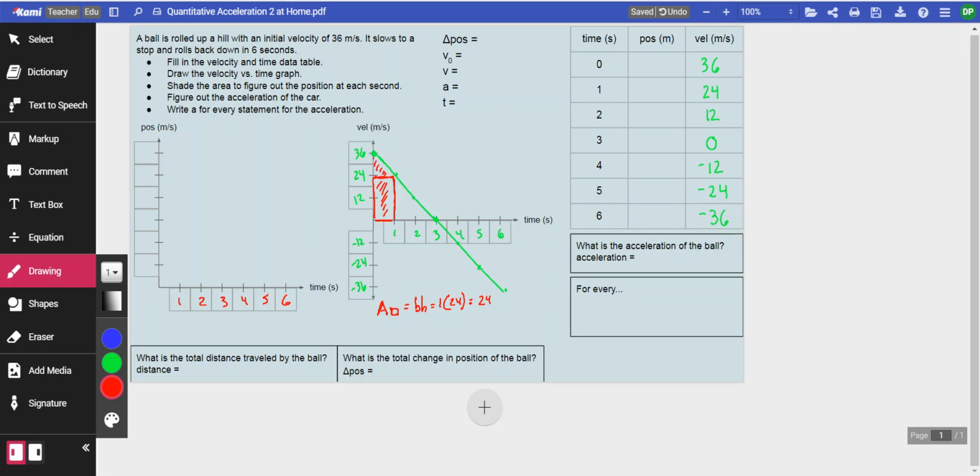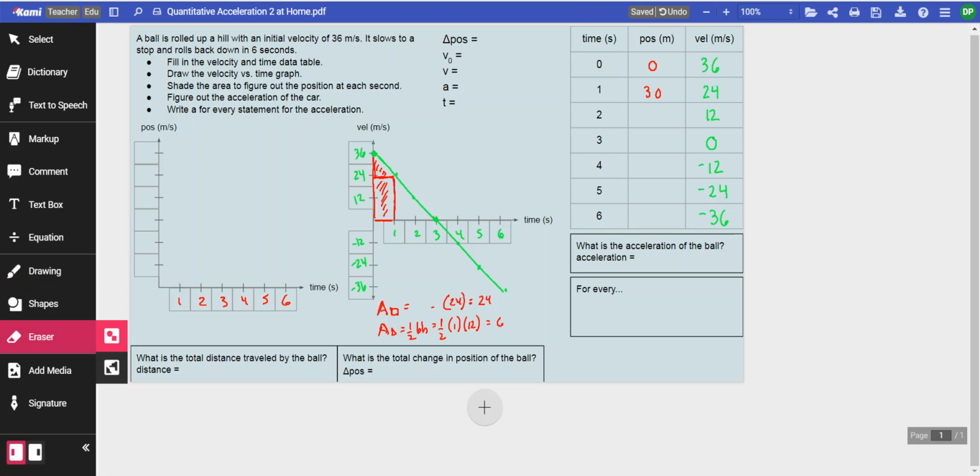Now what about this little triangle here? The area of the triangle is 1/2 base times height. The base is 1, the height is 12, because the difference between 24 and 36 here is 12. One half of 1 times 12 is 6. So the total area of 24 plus 6 is 30. Now it starts at 0, so we'll put that in there. Okay? All right.